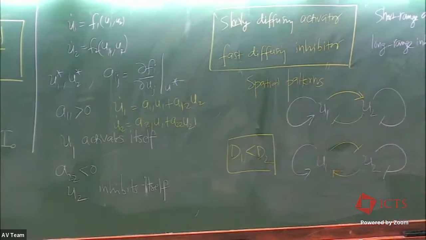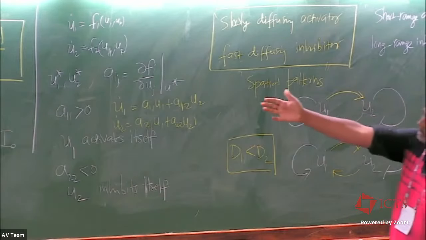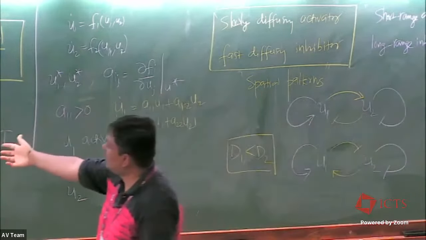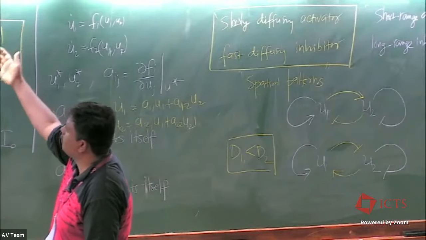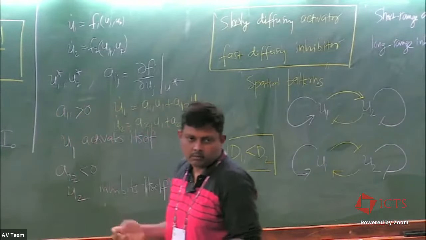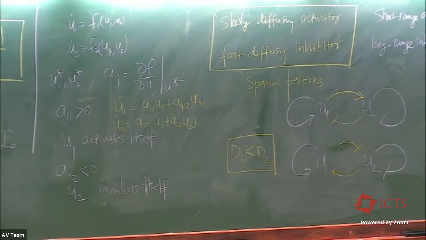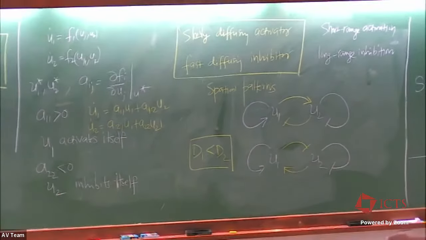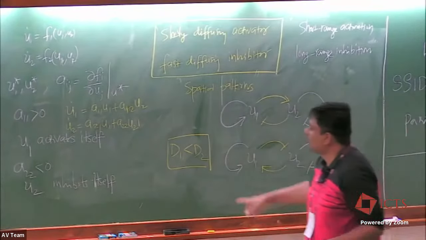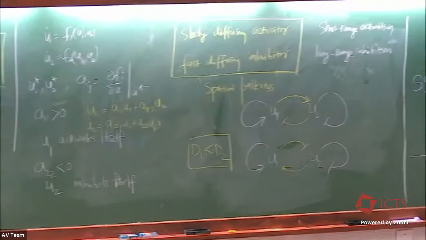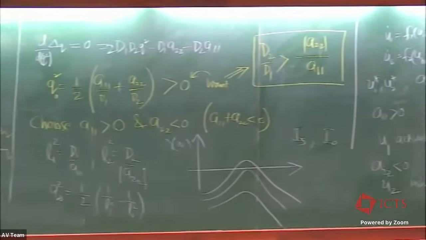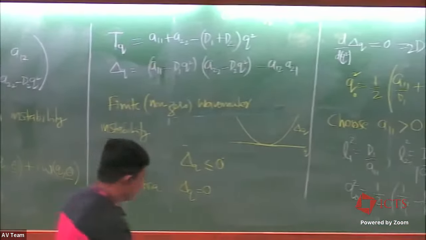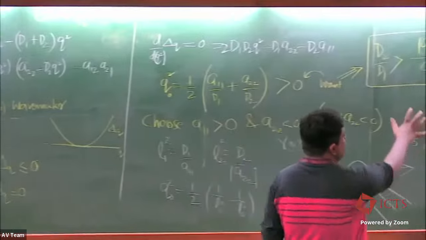We need this condition, D1 greater than A2 by A11. But I assume that A1 is positive, A2 is negative. Take A11 to be positive. Choose which one you want. That just means that ratio has to be greater than the right-hand side. But is it greater than or less than D2? So I chose A11 to be positive. So this is the full criteria.